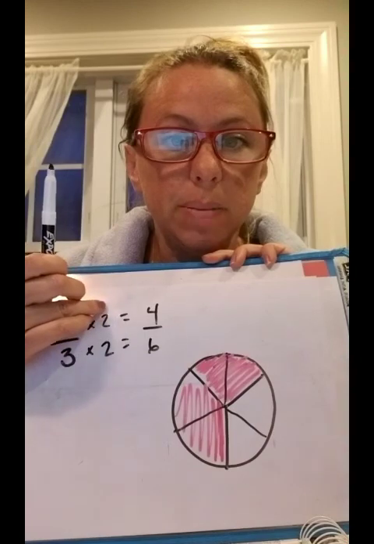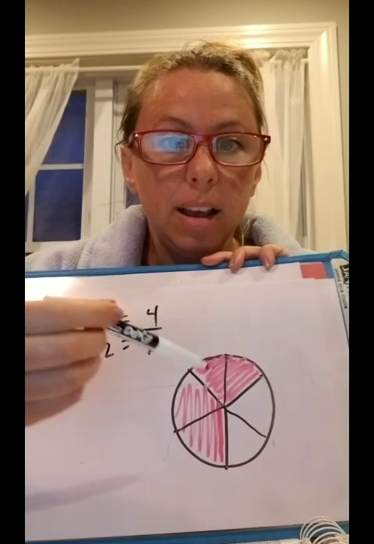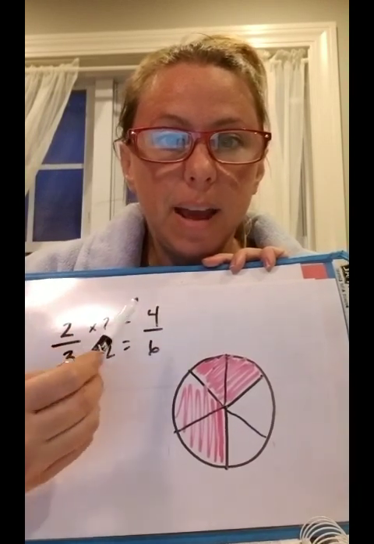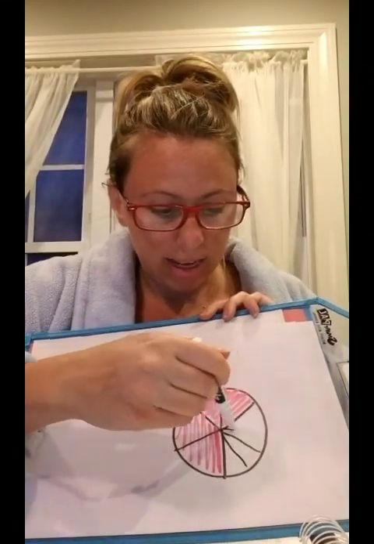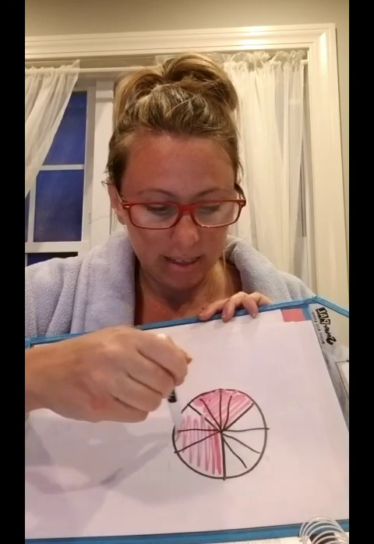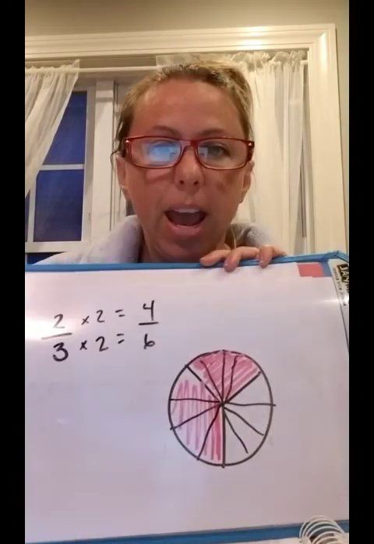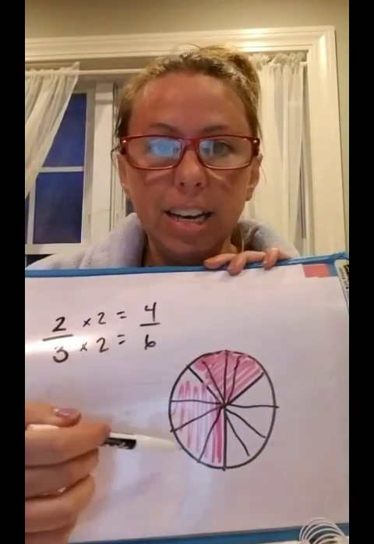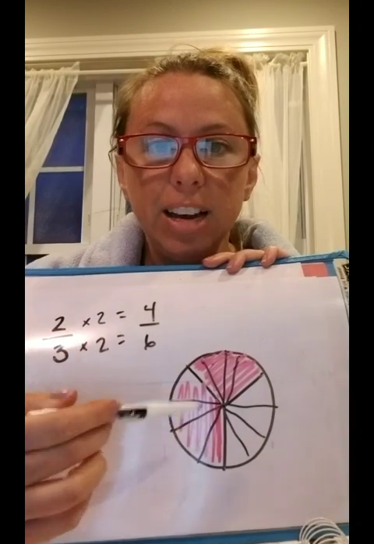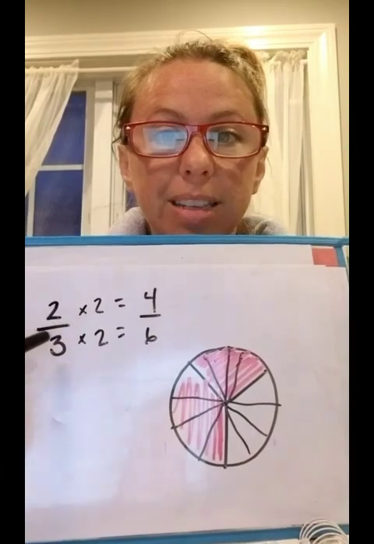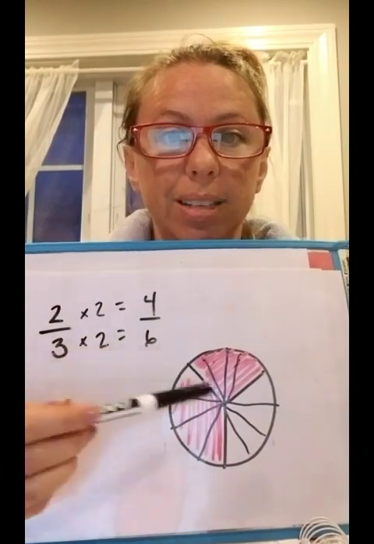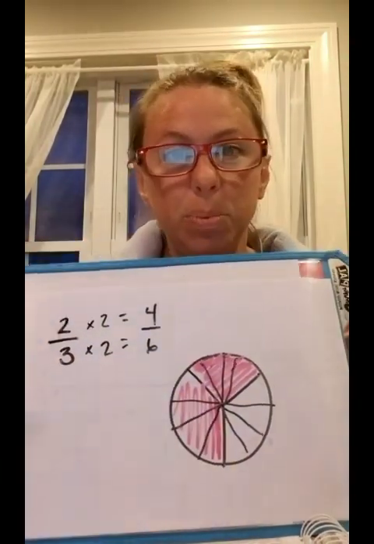Now you could have multiplied this by 4 and gotten 8 over 12. So if I divide each one of these into more pieces, now I have 8/12 that are shaded. Again, I did not change the amount that is shaded. I just broke it up into more pieces, and that's an equivalent fraction. That's why it's equal. 2/3 is equal to 4/6, because we did not change it. We just broke it up into more.